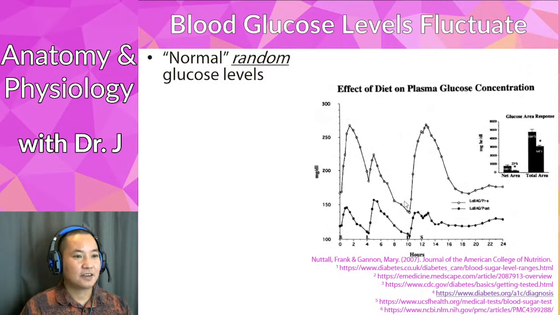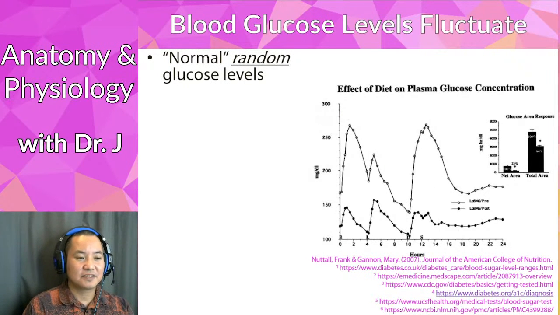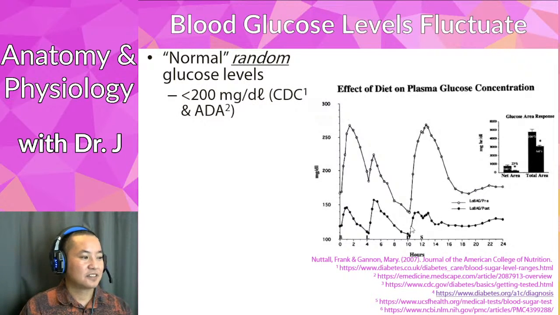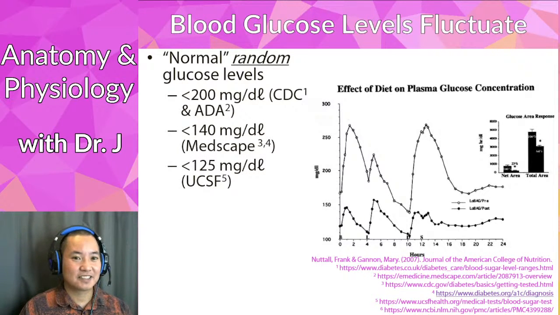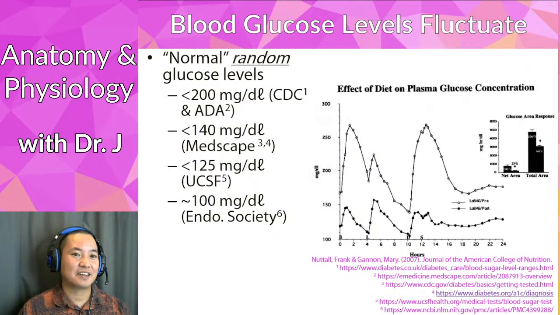Alright, so what are normal random glucose levels? Well, look at this, take any of these random points and you'll see that there's a huge range. The CDC and ADA say anything below 200 mg per deciliter, and then Medscape says 140, and then UCSF says less than 125, and then the Endocrine Society says we should actually put it down lower to 100 mg per deciliter.